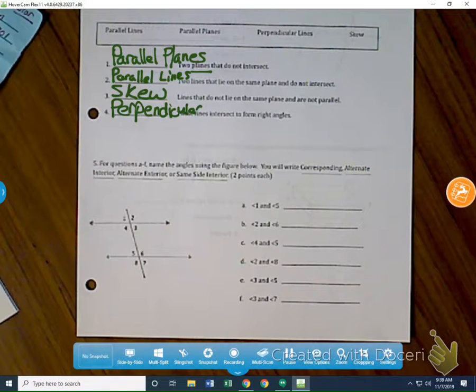Okay. For questions A through F, name the angles using the figure below. You will write corresponding, alternate interior, alternate exterior, or same side interior. First, we have angles 1 and 5. 1 and 5 are corresponding. Good.